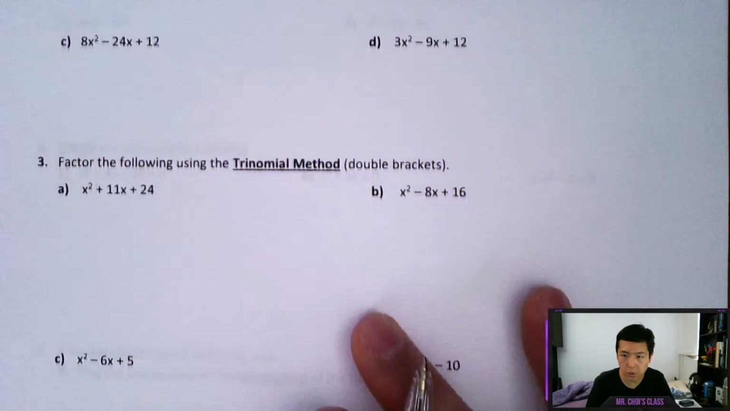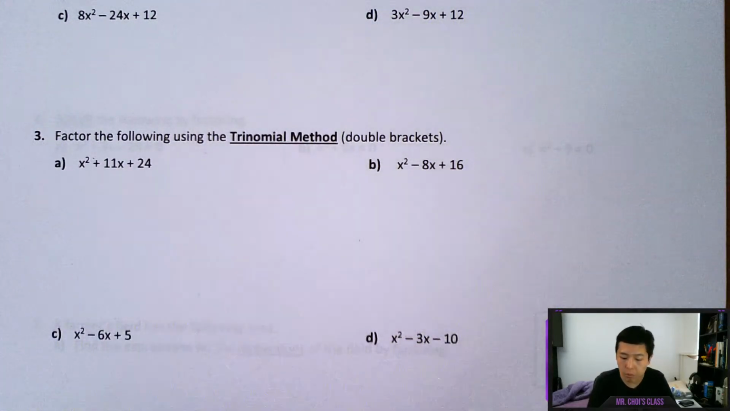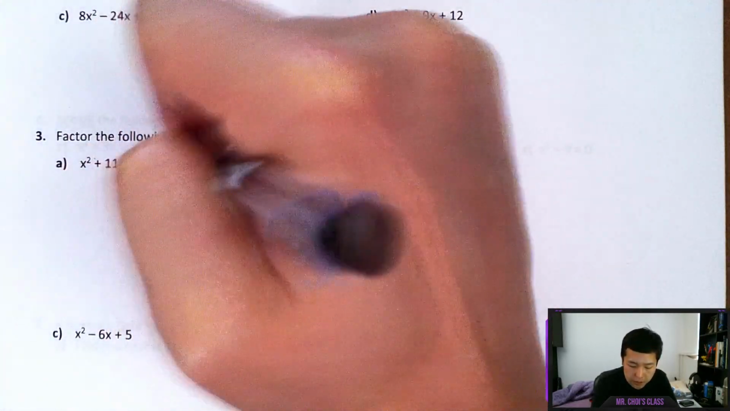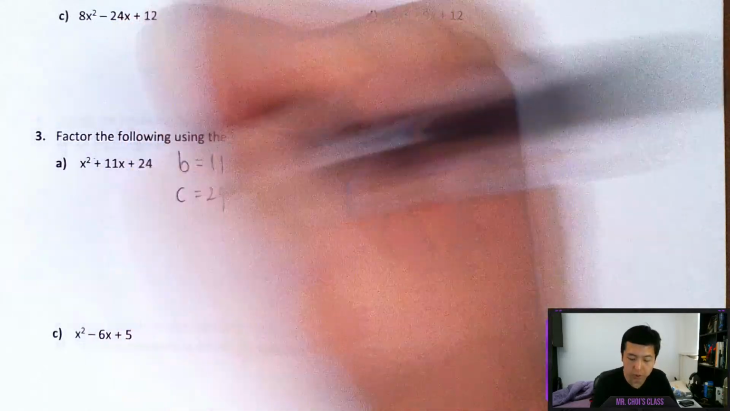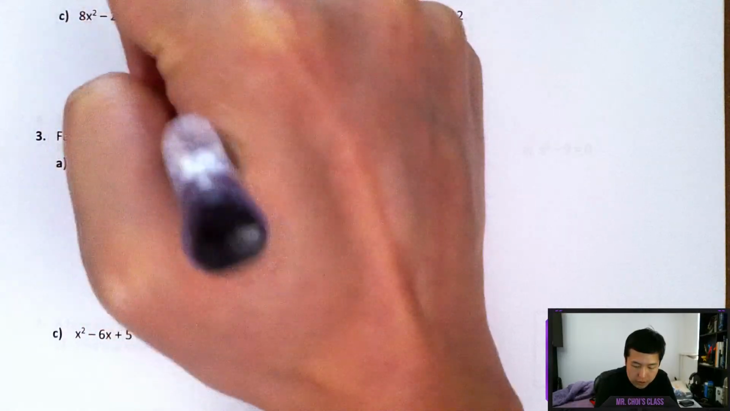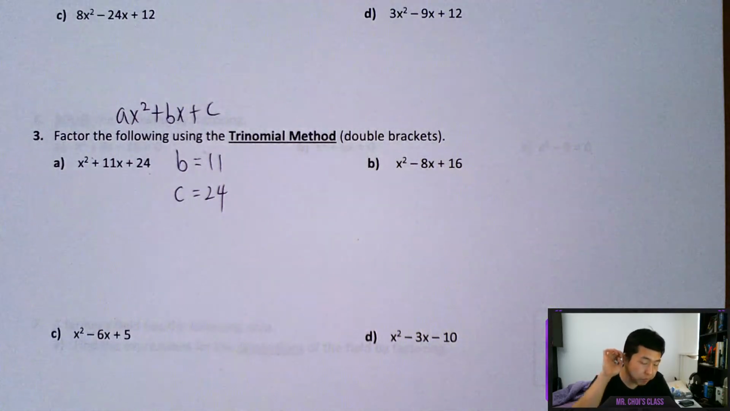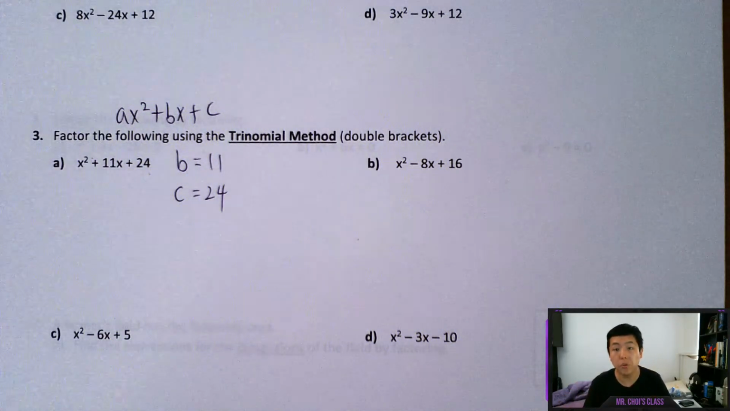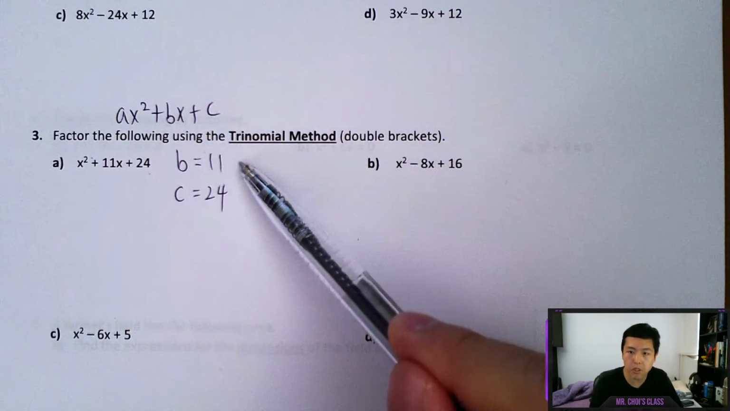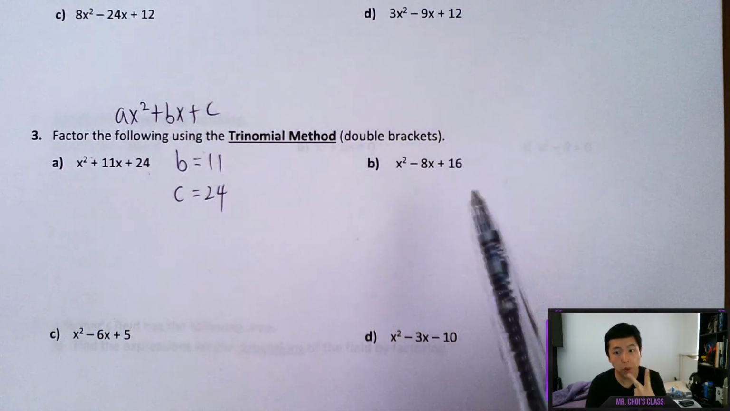Trinomial method. So this was the double brackets, and we're doing the factoring. So what multiplies to the third number and adds to the second? So we can say b is 11 and c is 24, because we know that it's written in terms of ax squared plus bx plus c, right? And b is the middle number, c is the last number. And I gave you those 4 tips, right? So the last number is positive and the middle number is positive, which means the 2 numbers we're looking for are also positive.